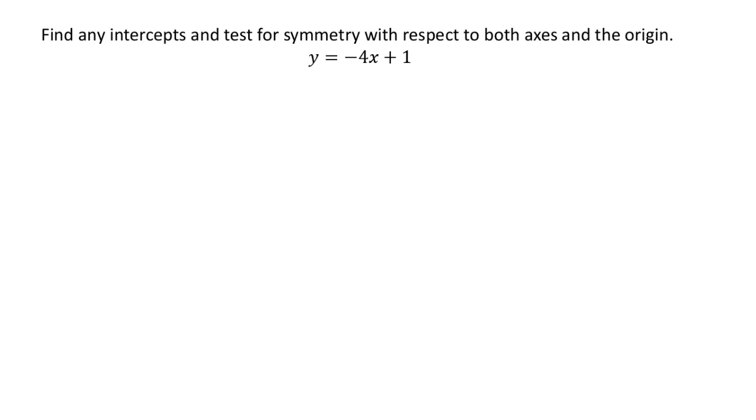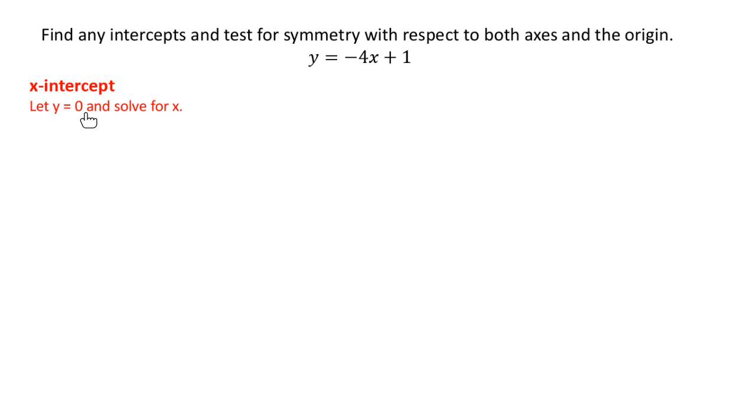It says find any intercepts and test for symmetry with respect to both axes and the origin. So let's start with the intercepts. So we know that we have here a linear equation, and if we want to find the x-intercept, we're going to set y equal to 0. And if we want to find the y-intercept, we'll set x equal to 0. And then we have some rules to find whether we have symmetry. Okay. So let's find the x-intercept first.